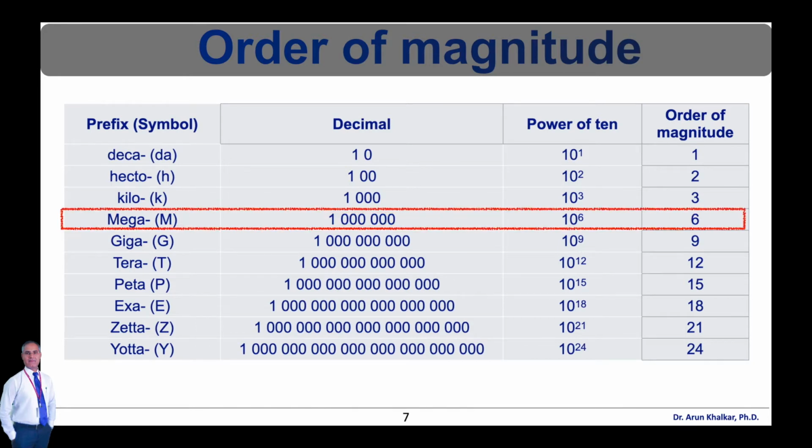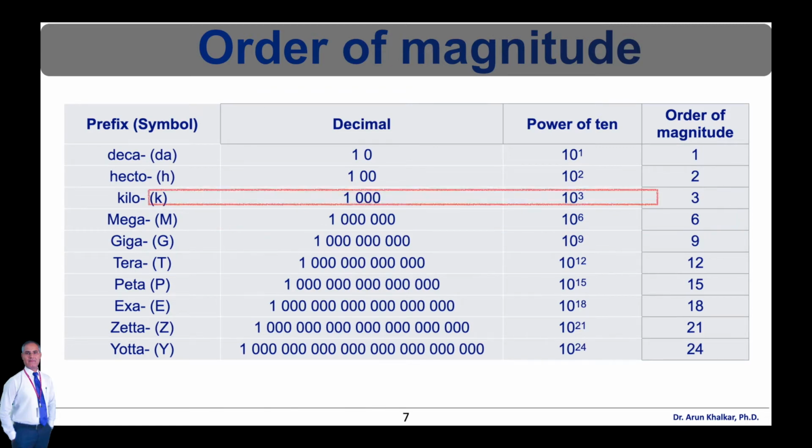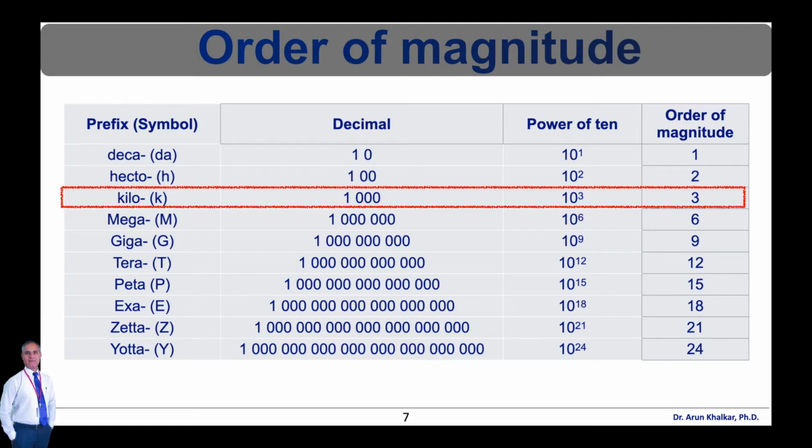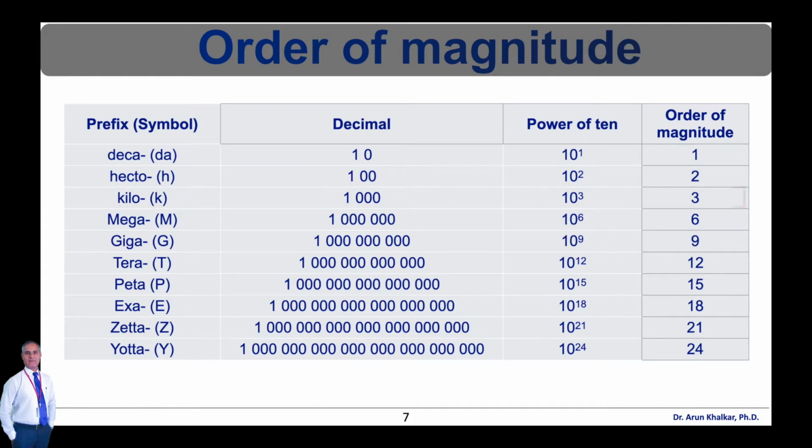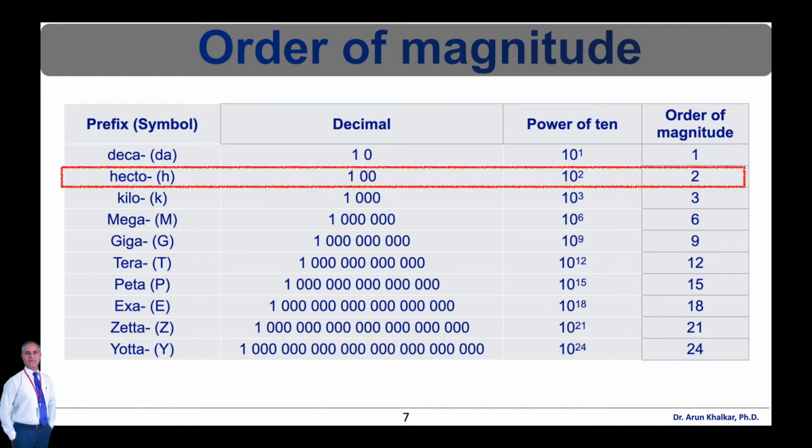Next one is power of 10, 10 raised to 6, order of magnitude is 6, which is called mega, represented as capital M. Next one is power of 10, 10 raised to 3, that is order of magnitude is 3, which is represented as kilo. It's a small k. Power of 10, 10 raised to 2, order of magnitude is 2, which is called hecto.